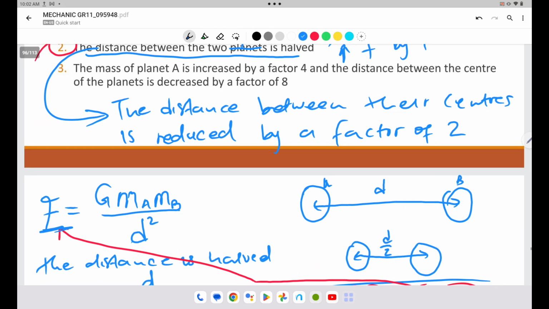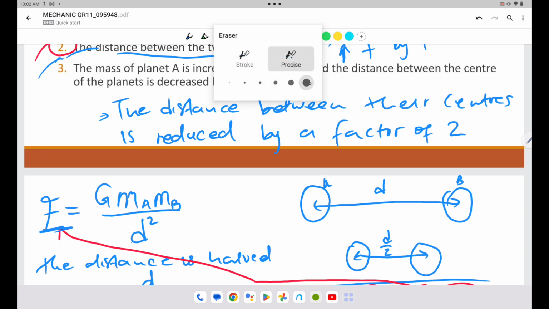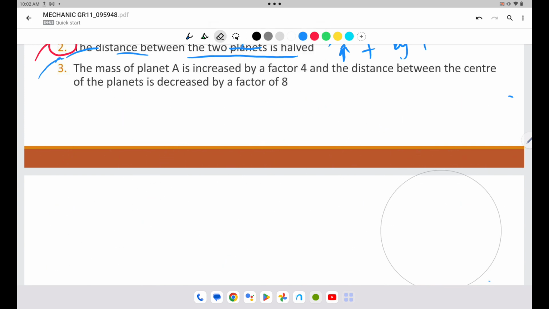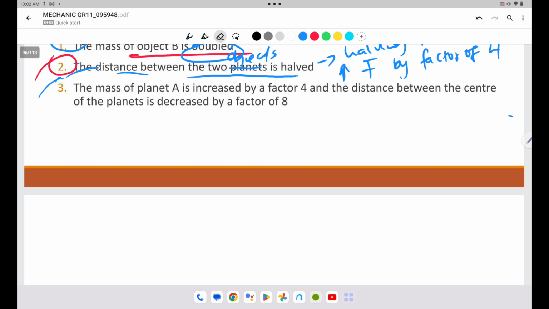So feel free to pause once more and try out number 3 for yourself. So with number 3, it's still the same original scenario. It says the mass of object A is increased by a factor of 4, and the distance between the centers is decreased by a factor of 8.